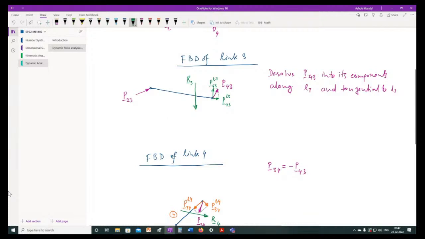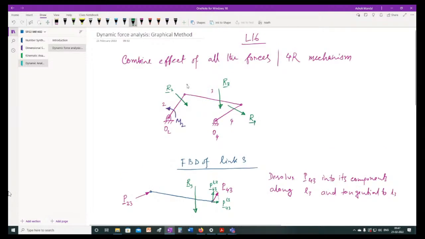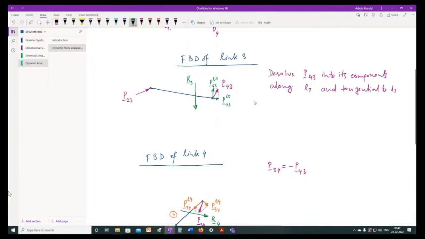Now let us apply these equilibrium equations for link 3. Okay, so can we call this point A and this point is B? So if you take moment of all the forces about point A, this point is A and this point is B. If you take moment of all the forces about A, that must be equal to 0. Okay, that is the condition for equilibrium.